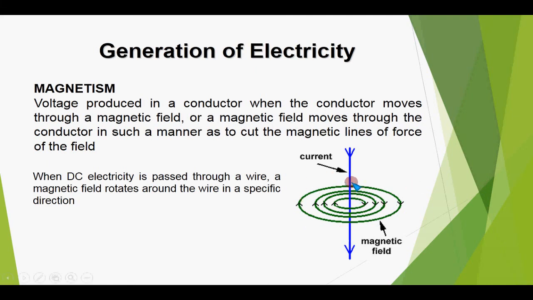When we cause a conductor to move inside a magnetic field, or the magnetic field to change, then it will cause the electrons to flow in that conductor. So it is also a very big source of electricity.